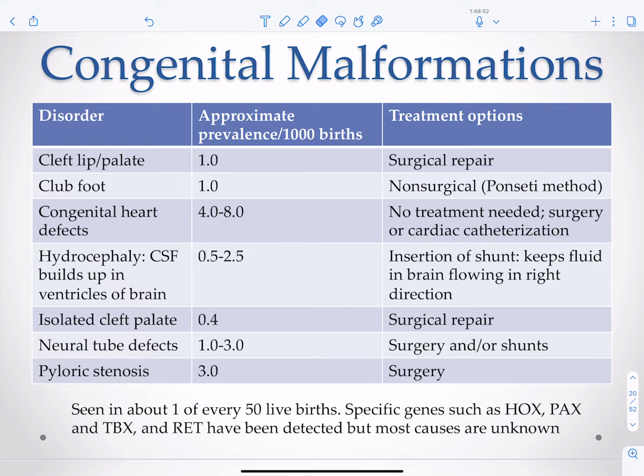And then we have neural tube defects, which can have surgery. Some are going to be, of course, born dead or die within a few days. And folic acid replenishment can help that. Pyloric stenosis, as we've talked about before, can be treated with a surgery. And it has a prevalence of about 3 out of every 1,000 births.